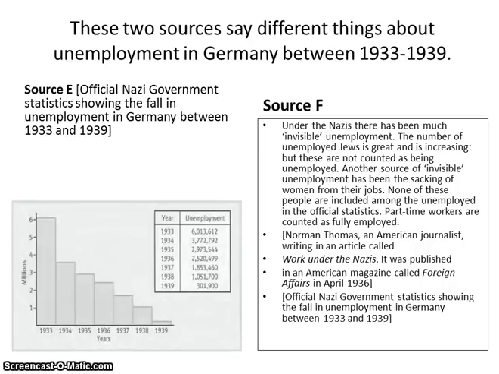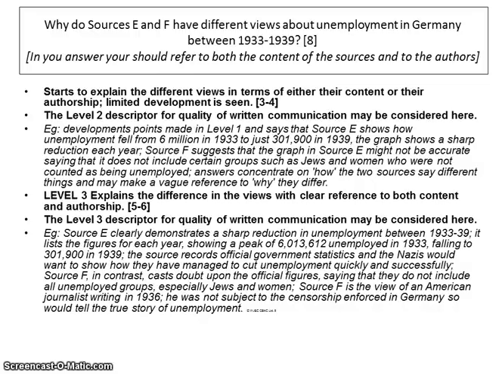Okay, one is a Nazi document, government statistics, so it's going to be a form of propaganda. It's going to be highly biased towards making the Nazis look good. Source F is well researched, from an American journalist writing an article about work under the Nazis, published in 1936. So we're going to jump between the two.